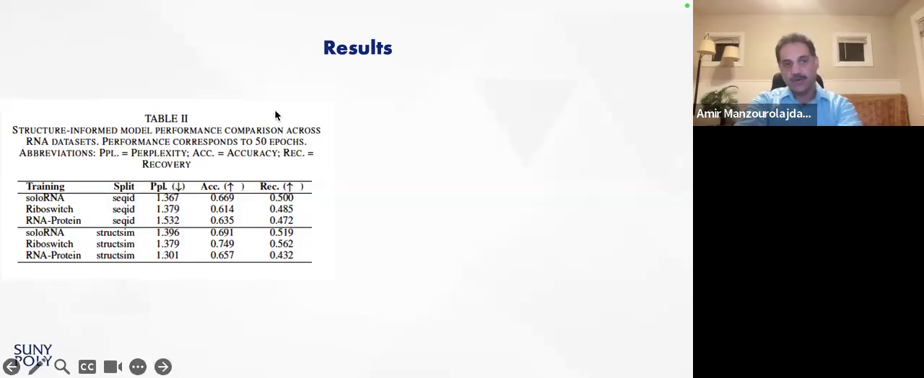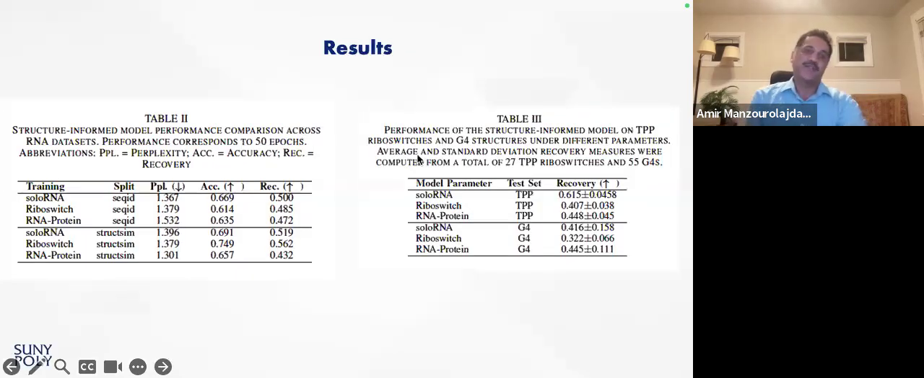But then we would take these models, and our task was investigating prediction of structures they've never seen, or structures that are not similar to what they have, which would be the TPP and G4. And to our surprise, the riboswitch data set did not do very well at predicting sequences of the TPP riboswitch, even though TPP is also a riboswitch, just another riboswitch.